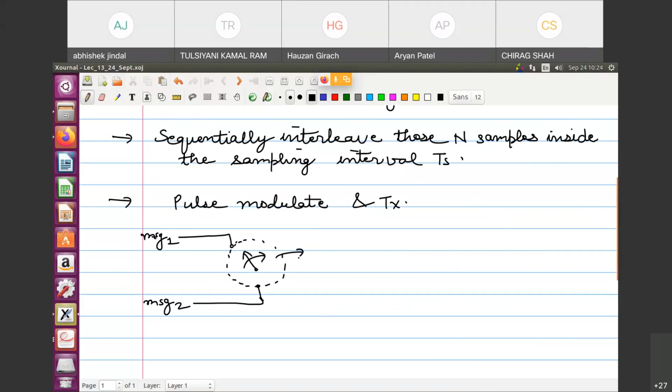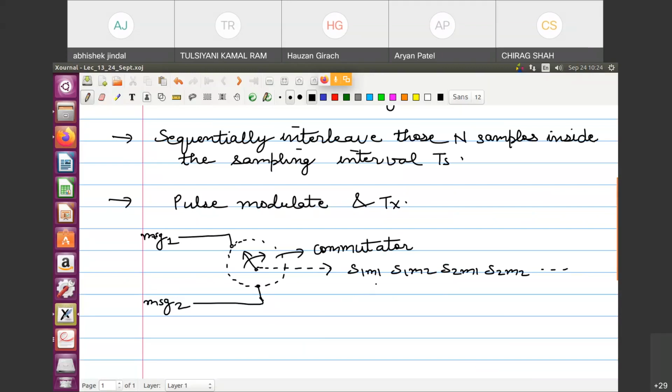This is basically a commutator. It commutates several things and gives one output. So let's say this is your output. This output will have sample 1 of message 1, then sample 1 of message 2, then sample 2 of message 1, then sample 2 of message 2, and this goes on. We are assuming that we have only two message sources.